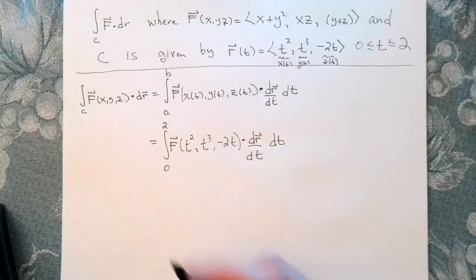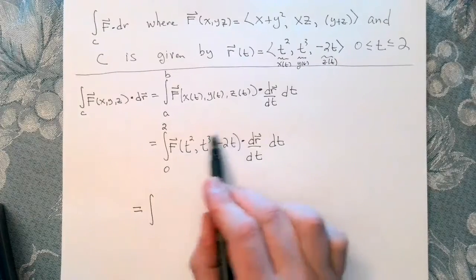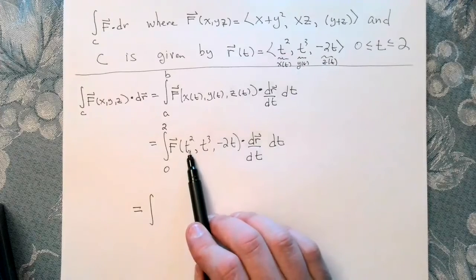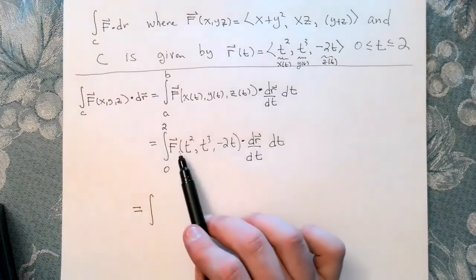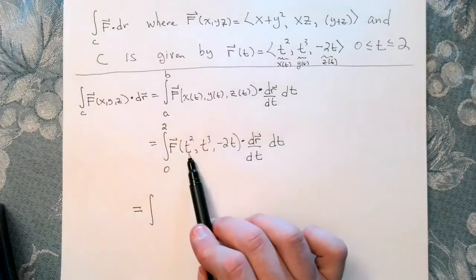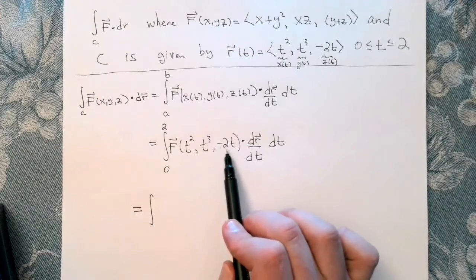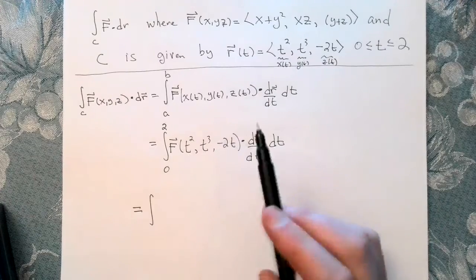All right, so this doesn't seem so bad. Again, how do I make sense of this? I'm going to go to my vector field, and everywhere I see an x, I'm going to plug in t squared. Everywhere I see a y, I'm going to plug in t cubed. And everywhere I see a z, I'm going to plug in minus 2t.